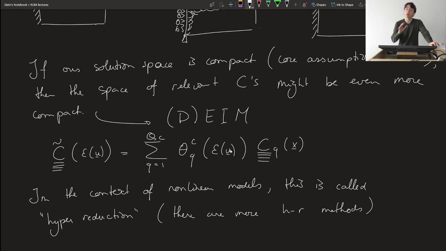Then for material nonlinearities, for every new solution state you would get a new material field, and we've already looked at how to tackle that with the discrete exterior interpolation method. Yeah, and that summarizes what I wanted you to know about nonlinear problems. So thank you for your attention, and see you next week.